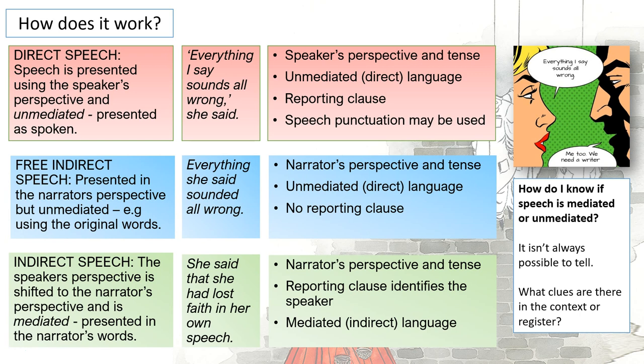With free and direct speech, we see that the speaker's words are used, but the perspective has shifted to that of the narrator. So the pronoun I has become she, and the tense has shifted from the present tense to the past tense because the narrator is reporting this speech from a later point in time. "Everything she said sounded all wrong." But there's no reporting clause in this example, and the exact words are preserved or partly preserved, with the exception of the shifts in tense and perspective.